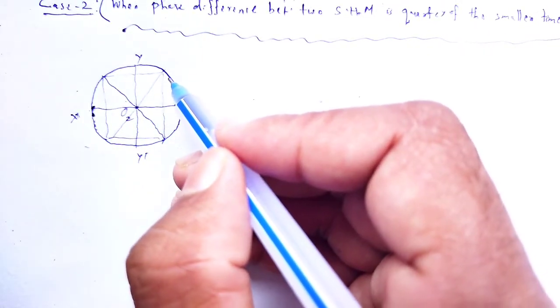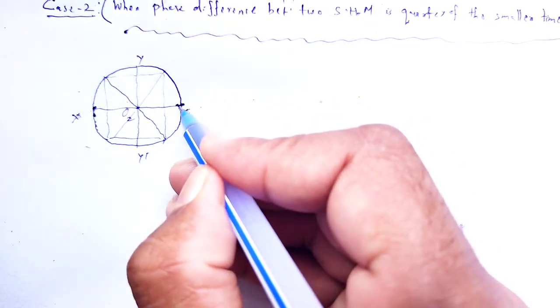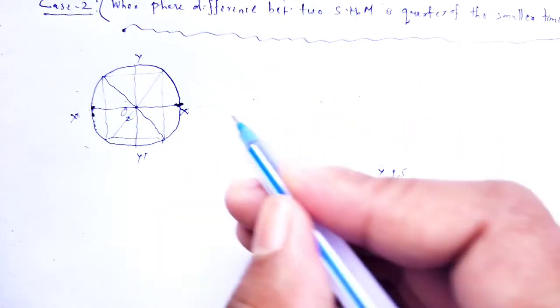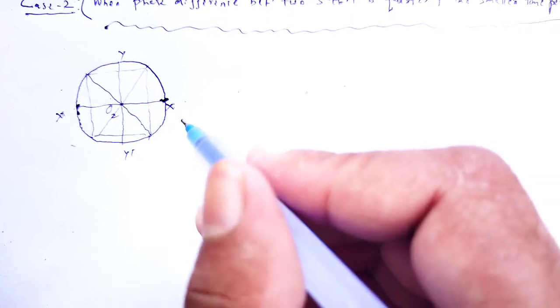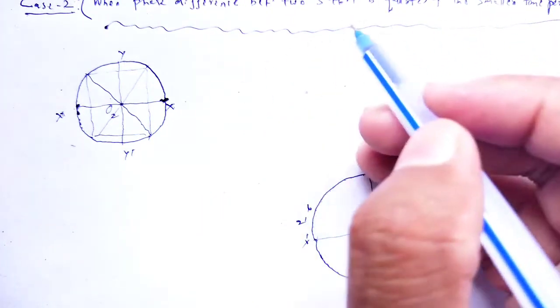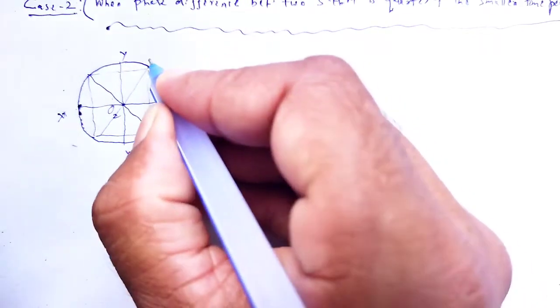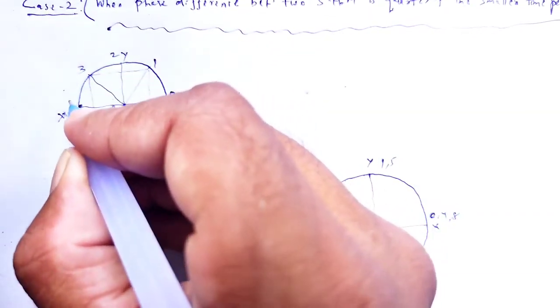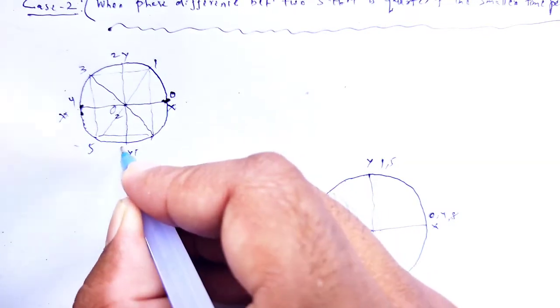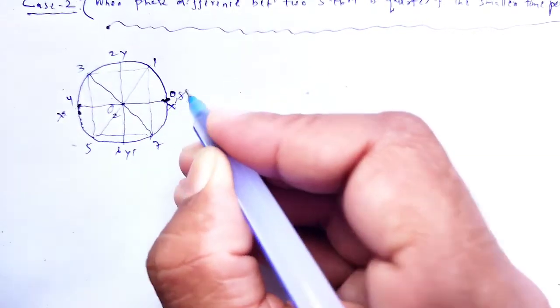The position started here, as the phase difference between the SHM is a quarter of that of the smaller time period. So the starting point is here: 0, 1, 2, 3, 4, 5, 6, 7, 8.